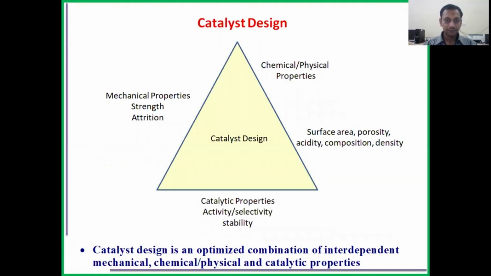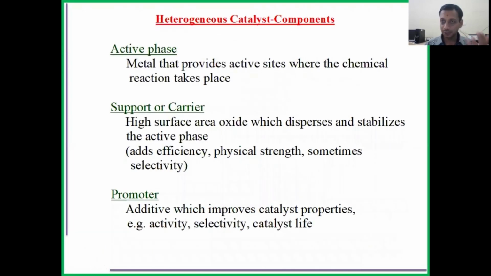So in catalyst design, you have to take care of mechanical properties, strength, surface area, porosity, acidity. These are all properties or characteristics related to the catalyst. Catalytic properties, as I just discussed, are activity, selectivity, stability, and chemical and physical properties. The active phase is always there. In a heterogeneous catalyst, the support has a very good role. If the support has a high, optimum surface area for the reaction, then you can get very good productivity, very good yield at the end of your reaction in your system.